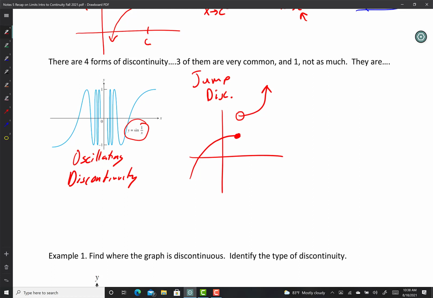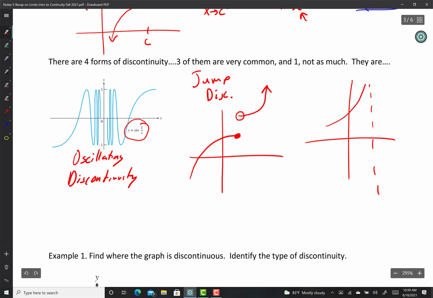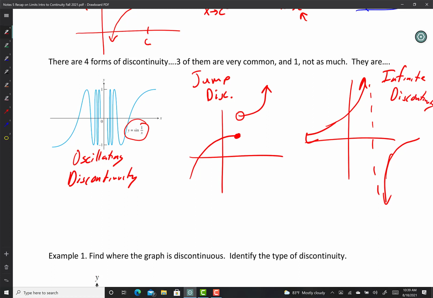What do you think they call the vertical asymptote? Something discontinuity. What word do you think they use? It starts with an I. Let's make this one go down. Infinite, yeah. Infinite discontinuity. It sounds nice. Why is it infinite? Because you can approach positive infinity or negative infinity. The discontinuity goes forever. Cool?